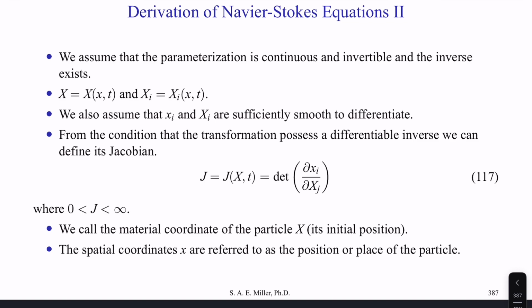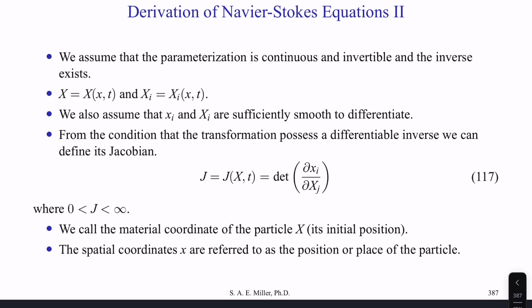From the particular condition that the transformation can possess a differentiable inverse, we can then define the Jacobian in equation 117. Capital J is the Jacobian, and of course it's a function of capital X and t, which might be written as the determinant of partial xi partial cap xj, which gives us a tensor. Here, as normal, the Jacobian will be defined as a positive value greater than 0 and less than infinity.